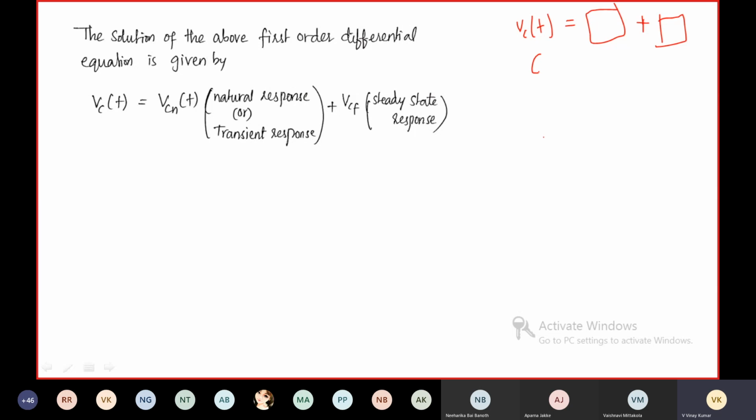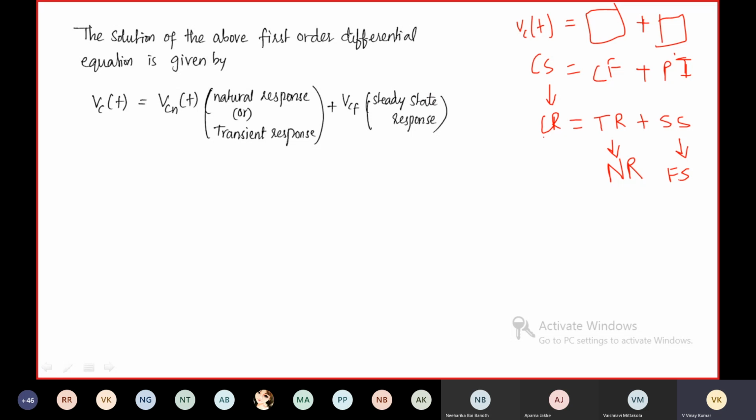Mathematically, the complete solution is equal to the complementary function plus the particular integral. So the complete response is equal to transient response plus steady state response. The transient response is also called the natural response, and the steady state response is also called the forced response.